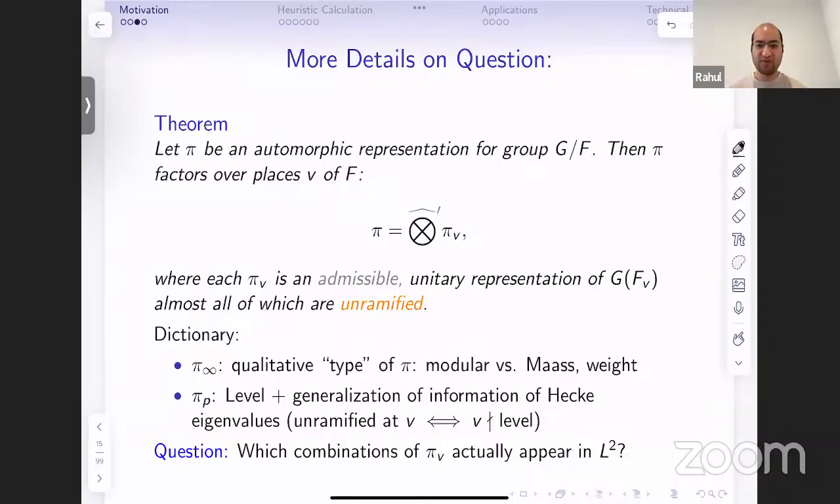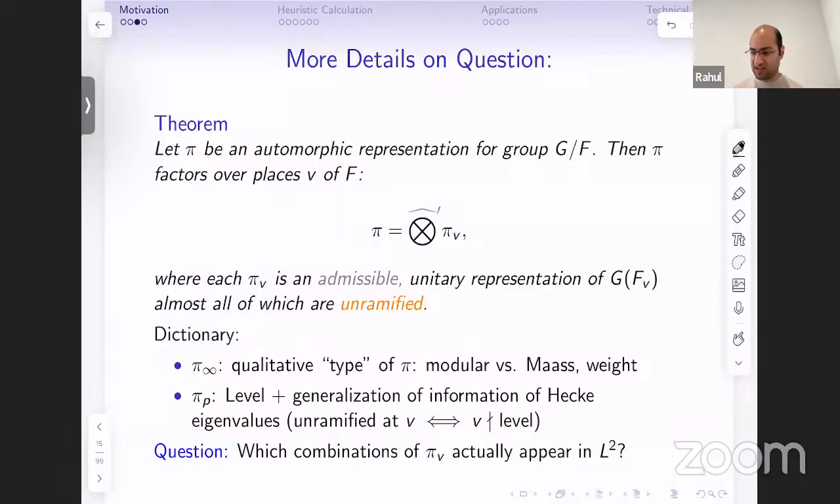So the key question: which representations of G(A) actually appear inside L2? You can think of that as which combinations of pi_v actually appear in L2. In the modular form setting, that's asking: you fix the weight of a modular form, you fix all the Hecke eigenvalues, and does that actually give you a modular form or not? This is the thing that's important in a lot of applications. Okay, so that's a little bit more on our key question.